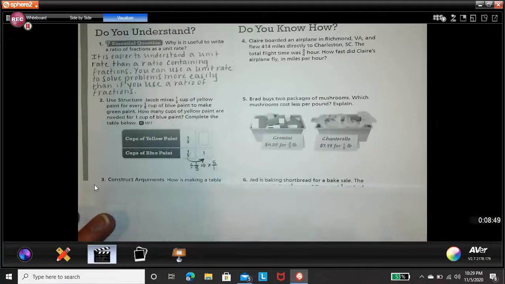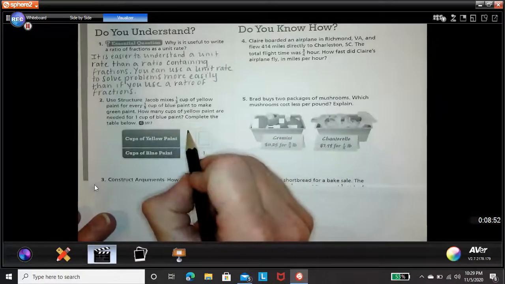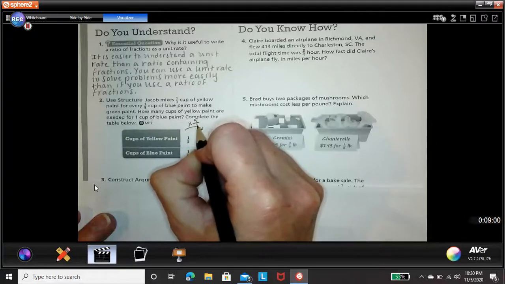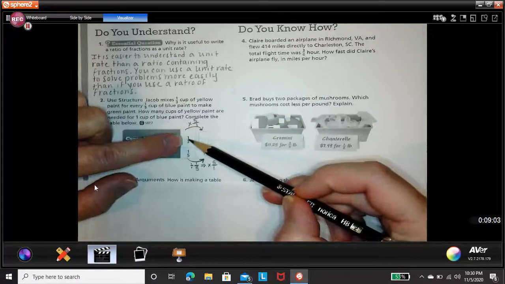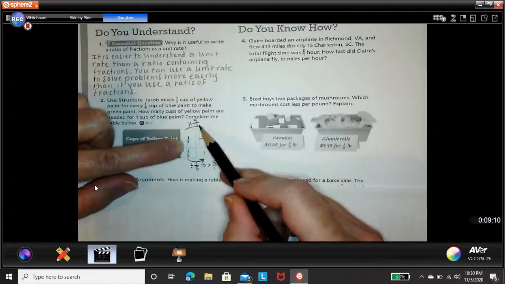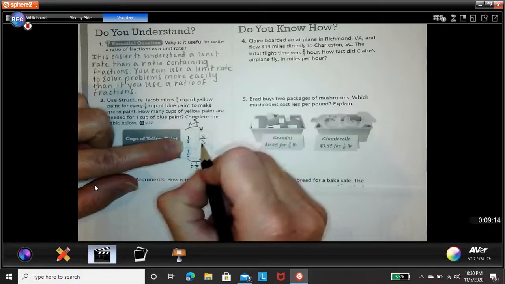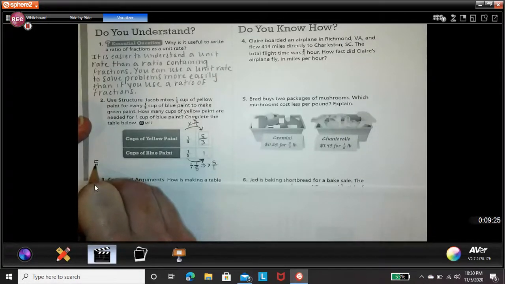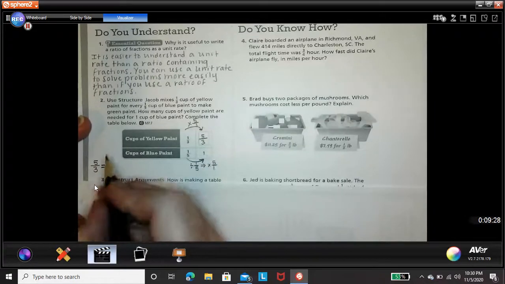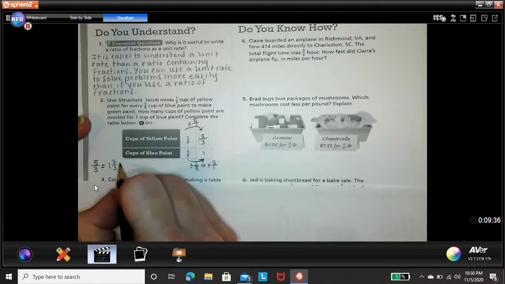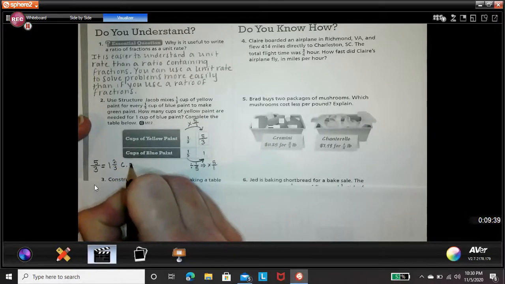Since I am multiplying the bottom of this table by 5/1, I'm going to multiply the top by 5/1. Multiplying my numerators, I'm going to do 1 times 5 and get 5. Multiplying across the denominators, 3 times 1 is 3. So I get 5/3 cup of yellow paint for every 1 cup of blue paint. And what I want to do here is change my improper fraction to a mixed number. That would be 1 2/3 cup of yellow paint.